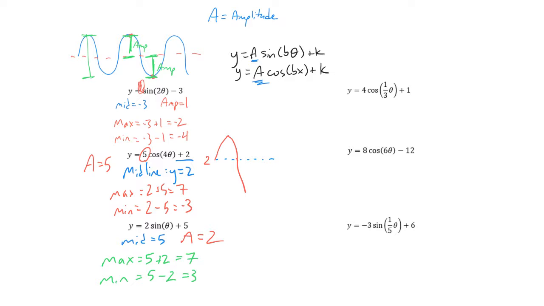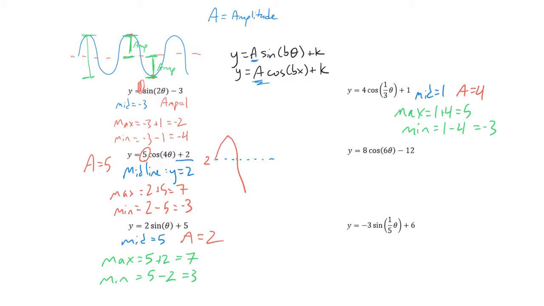Okay, so hope this is making a little more sense as I go through these. My midline here is 1. My amplitude is 4. So my max is 1 plus 4, which is 5. My min is 1 minus 4, which is -3.